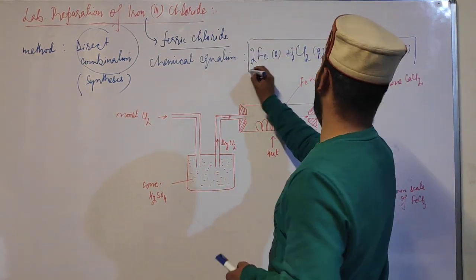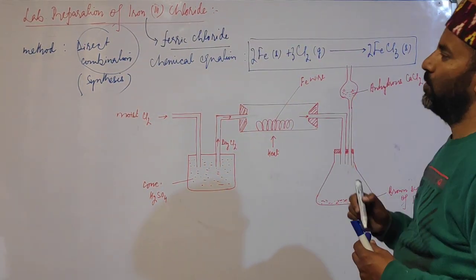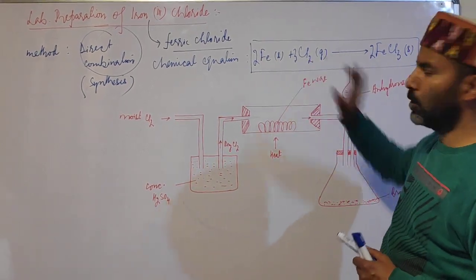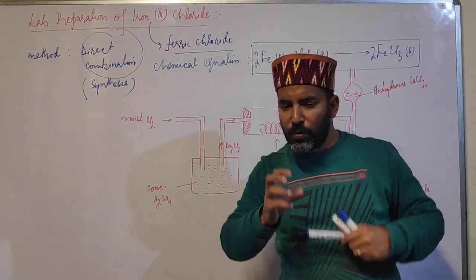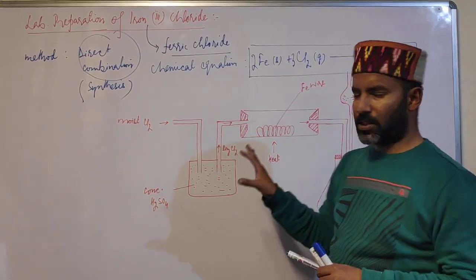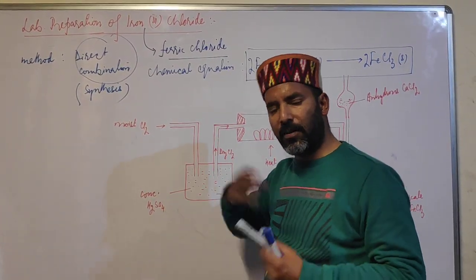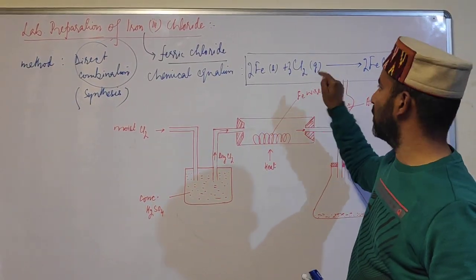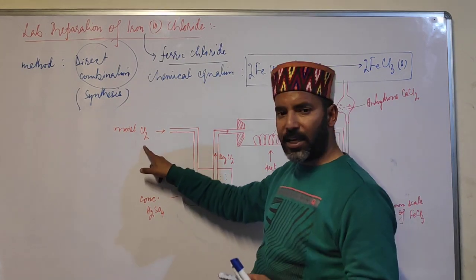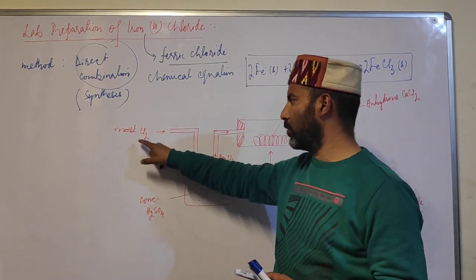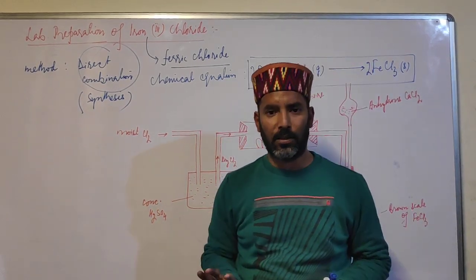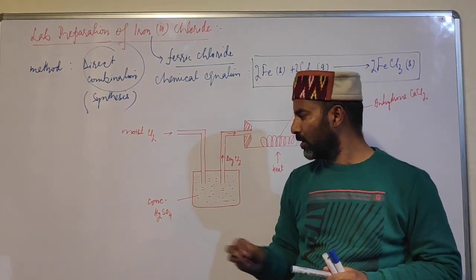But students, in lab, how is this done? First, we require chlorine, but generally the chlorine which we prepare is moist. Moist means it has some water vapor, but in this reaction we need what? Dry chlorine. So in order to dry the moist chlorine, we pass it through concentrated sulfuric acid. Now students, listen carefully.